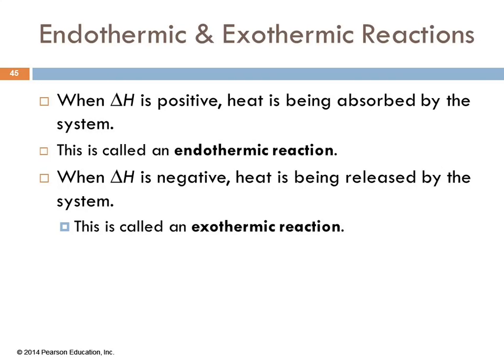So delta H is a lot like delta E. So easy to get them mixed up. If delta H is positive, heat is being absorbed by the system. That's called an endothermic reaction. When delta H is negative, heat's being released in an exothermic reaction. So the signs for them are the same as we've been thinking about with delta E, and with Q.